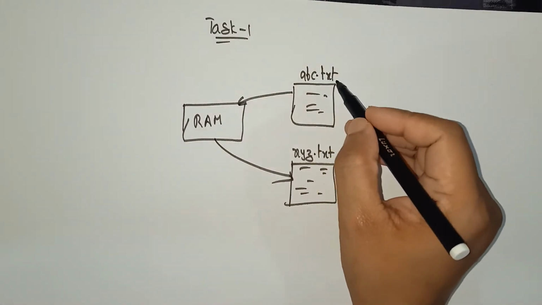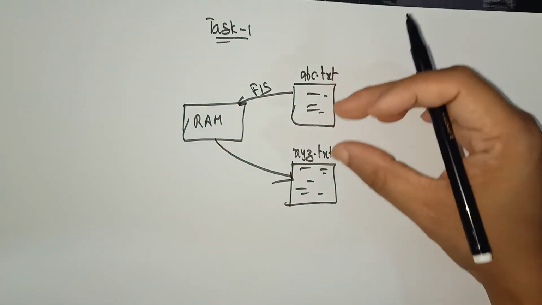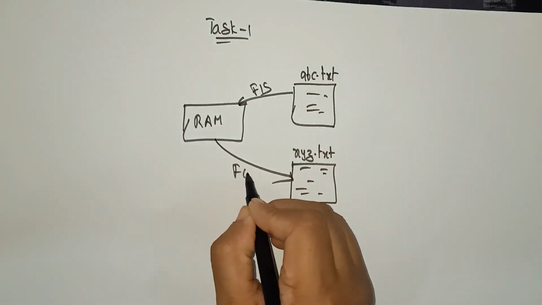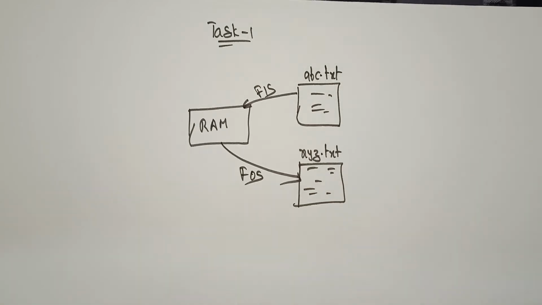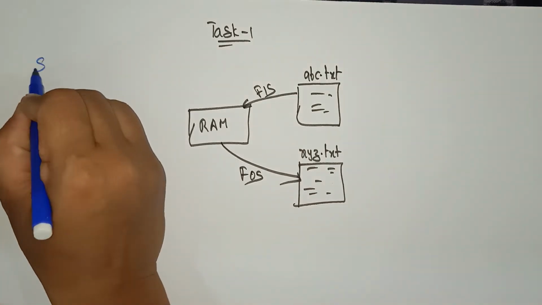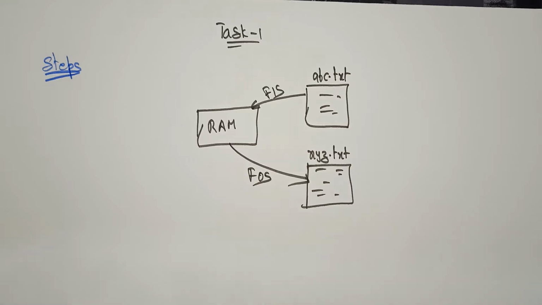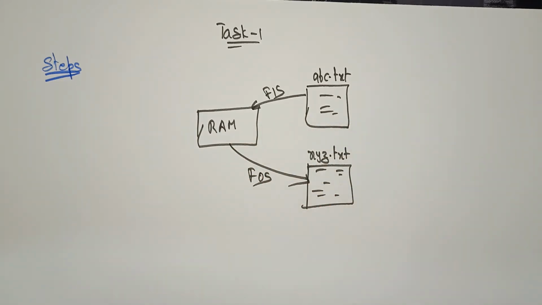So abc.txt is a file input stream. Taking abc.txt and replacing that file to xyz.txt, so that has to be a file output stream. Before starting the program, let's work out the steps to develop this application. I'll explain step by step so that you get clarity on the concept. So how do we develop a program: taking the file abc.txt and writing it to xyz.txt.